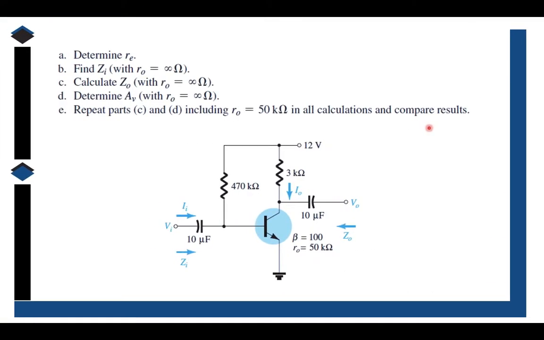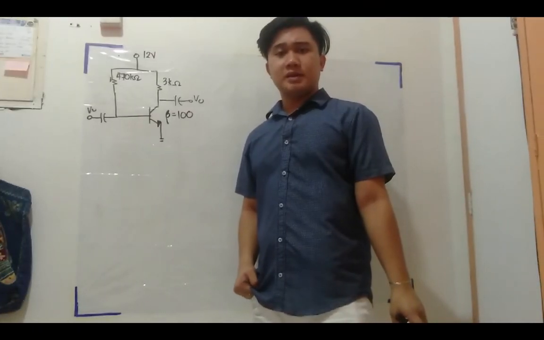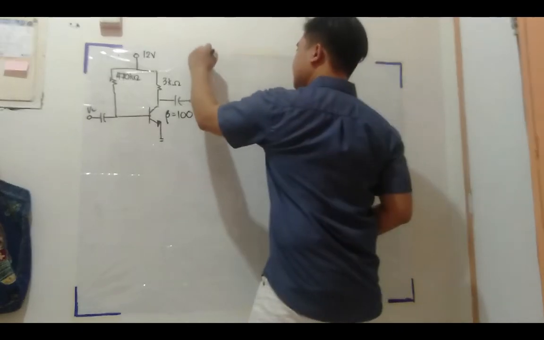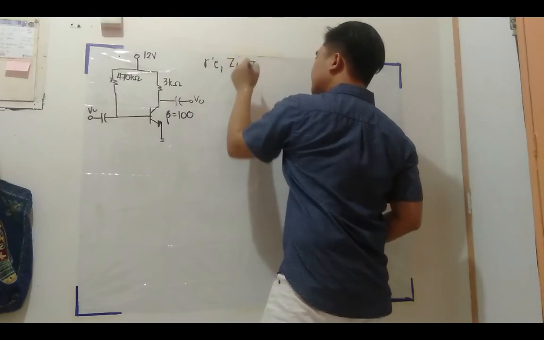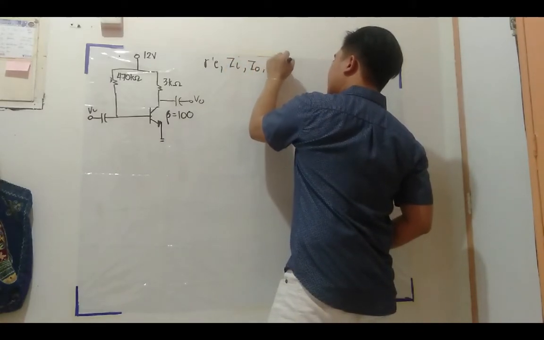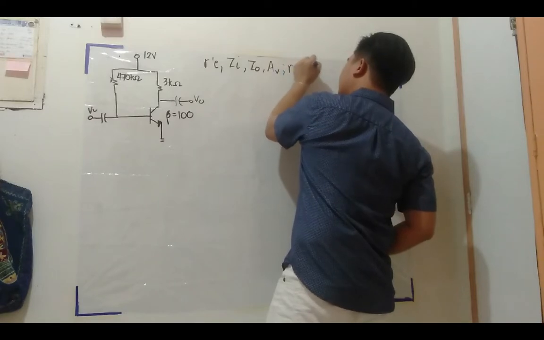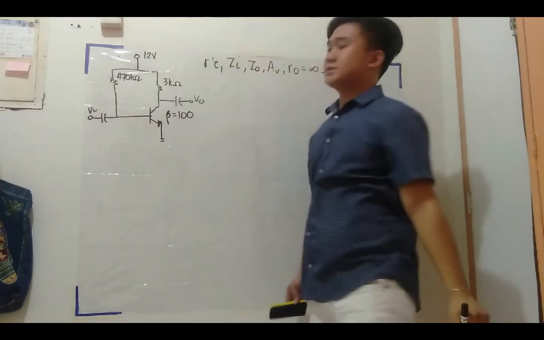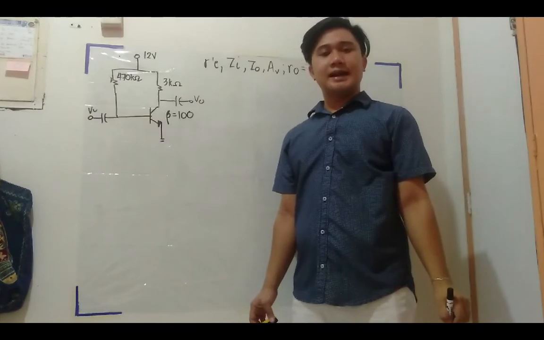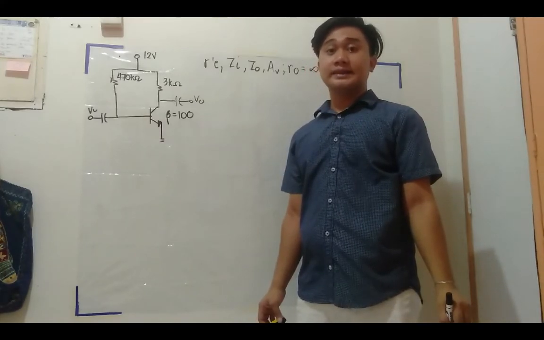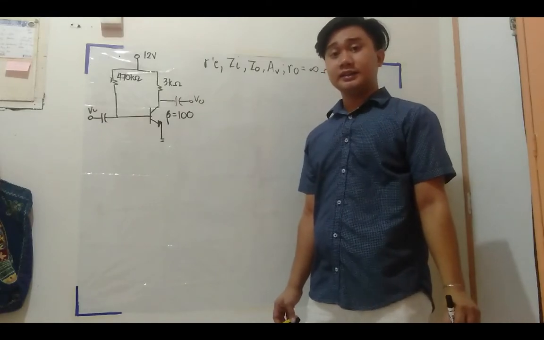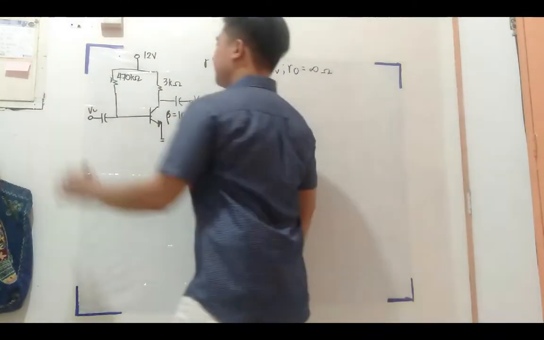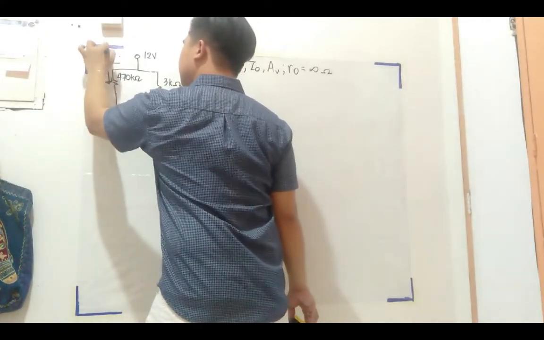Let us solve this first problem. Okay, so ito yung problem natin. Hahanapin natin si R prime E, si ZI, at si ZO, and si AV kapag ang ating RO ay infinity ohms. So, para makapag-solve ka ng AC, kailangan mo munang mag-DC analysis, kasi kailangan mong makuha ang value ni emitter current IE. So, KVL tayo dito.